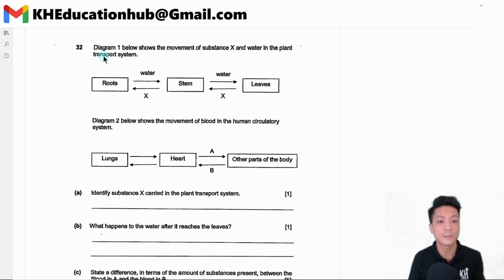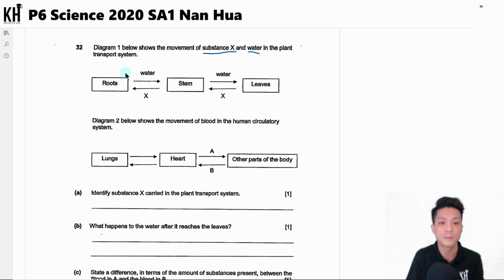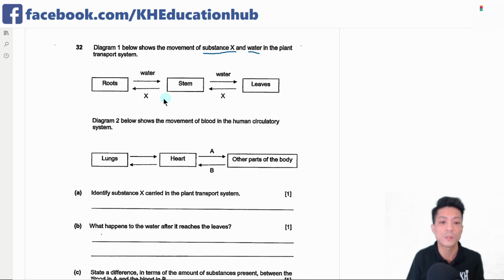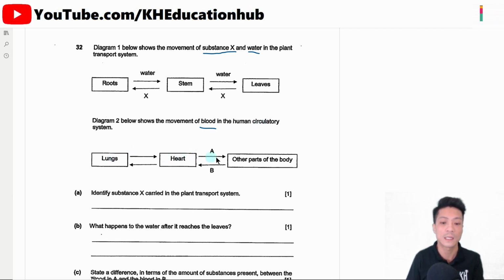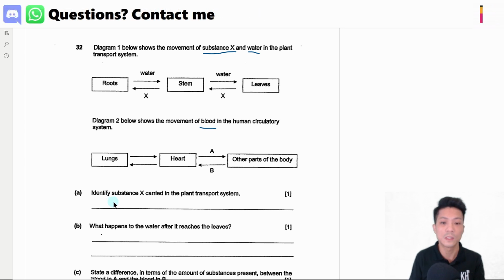Okay, question 32. The diagram below shows the movement of substance X and water in the plant transport system. The roots will carry the water to the stem and to the leaves, and the leaves will carry substance X to the stem and to the roots. Diagram 2 shows the movement of blood in the human circulatory system: the lungs, the heart, and other parts of the body. Identify substance X carried in the plant transport system. It is food or sugar, that is produced by the leaves.